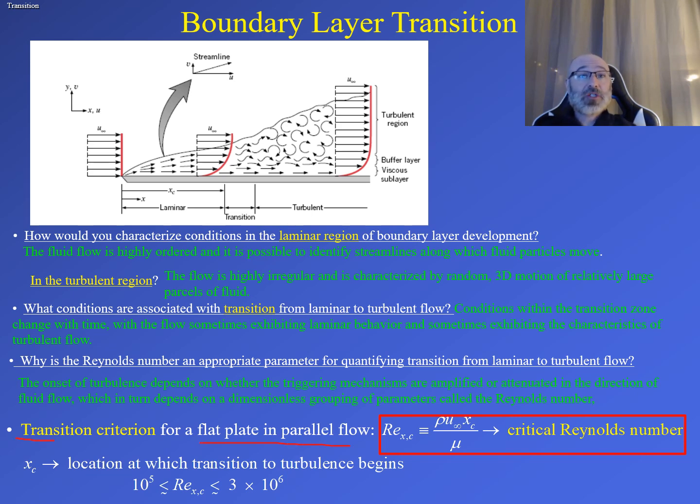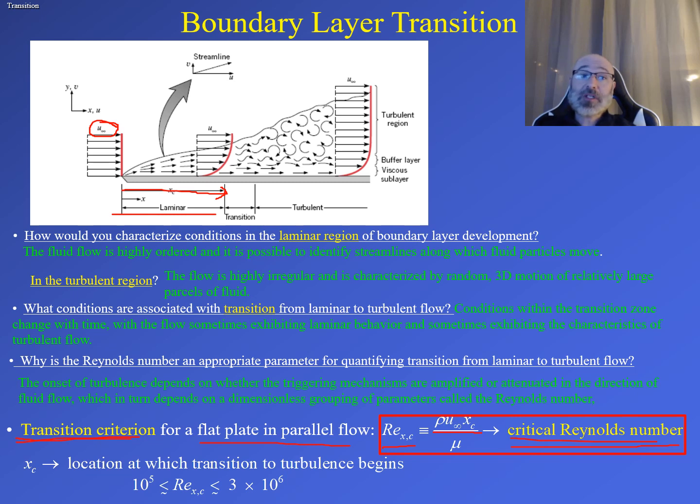We have the transition criterion given by our critical Reynolds number relationship here. Our critical Reynolds number is equal to our density times our u sub infinity, our velocity right there, times our x sub c. We can see our x sub c is this distance right here up to the transition region. So that's our whole laminar region represented by x sub c, all divided by mu. This is our relationship utilizing our critical Reynolds number for our transition criterion.